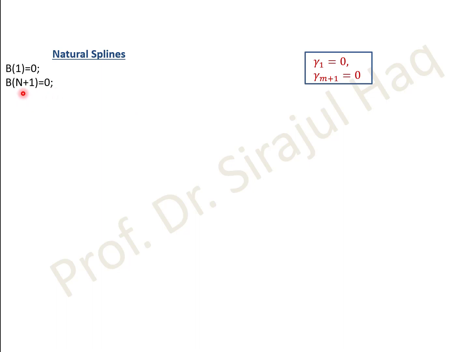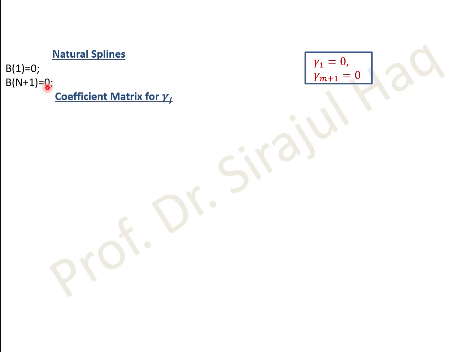Now this completes your matrix B. Matrix B is B1 is 0, B2, B3, B4 up to Bm, the entries in the last loop. And these two lines will give you the entry of the first row and the entry of the last row. So this completes your matrix B, which is in the system Ax equal to B.